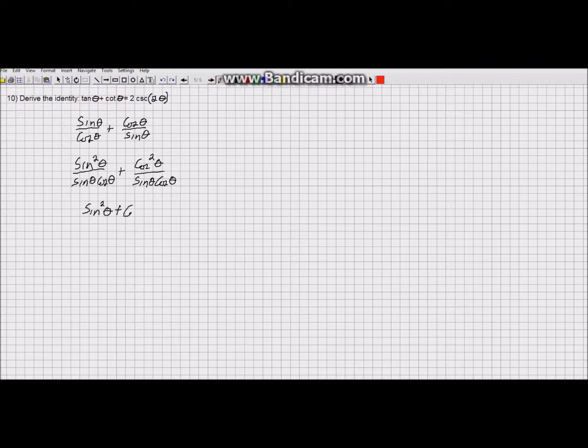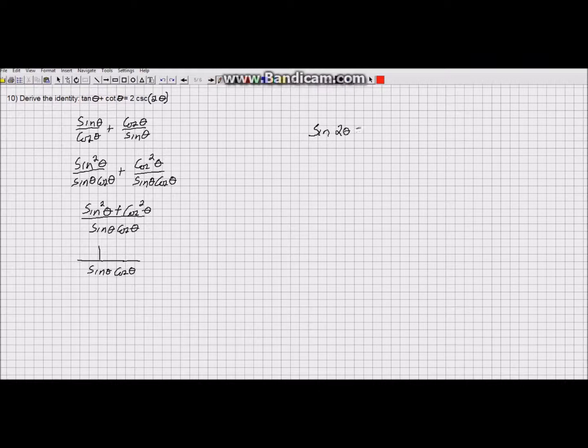I can add them and get sine squared theta plus cosine squared theta over the common denominator of sine theta times cosine theta. Remember that sine squared plus cosine squared is a Pythagorean identity for trigonometry, and it's equal to 1. So 1 over sine theta cosine theta.